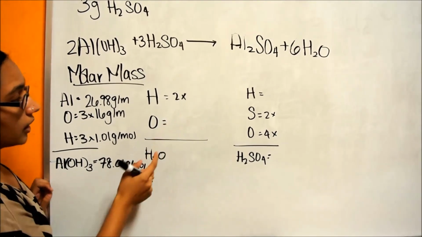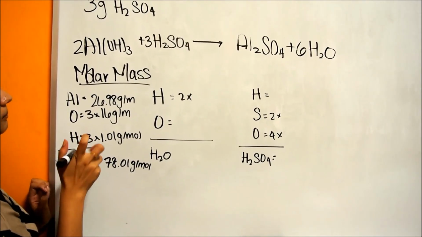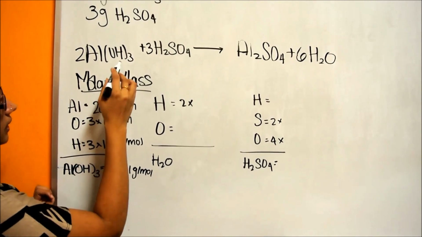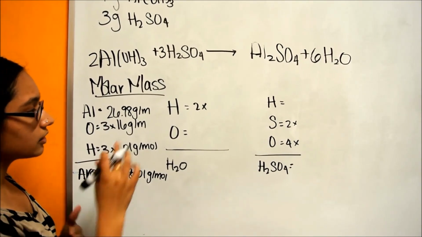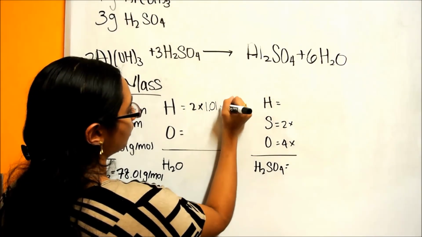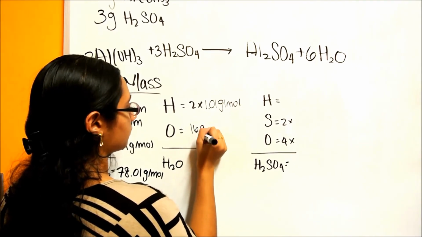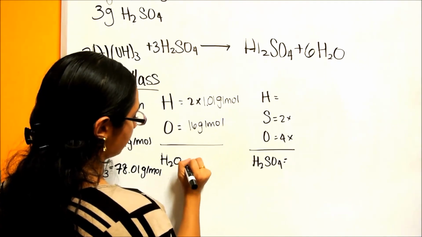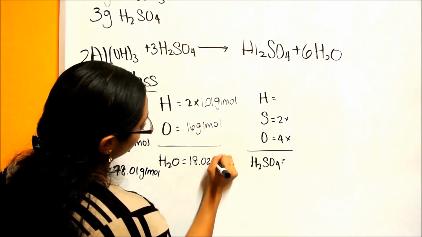Now I'm going to do it for water. Oh, and I multiply these by 3 because there's 3 O's and 3 H's in aluminum hydroxide. So for water, there's 2 hydrogens, so 2 times the mass, which is 1.01 grams per mole. And oxygen's 16 again, grams per mole. Add those together and you get a total of 18.02 grams per mole.